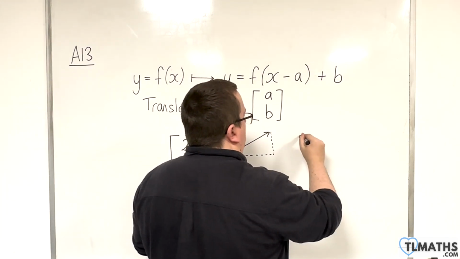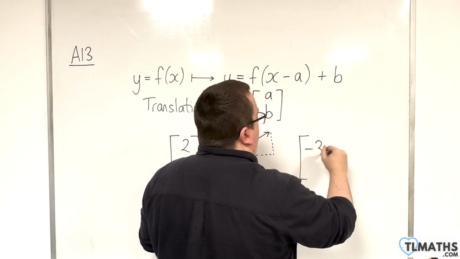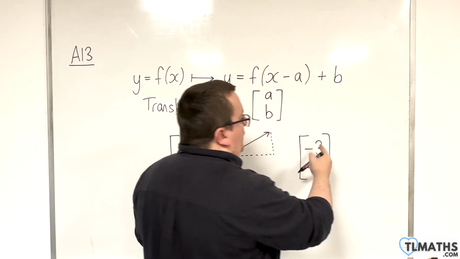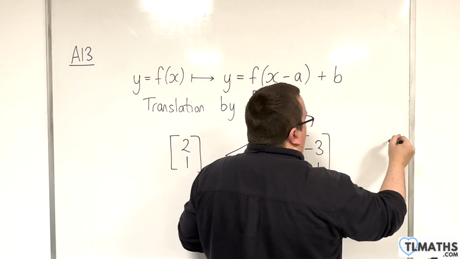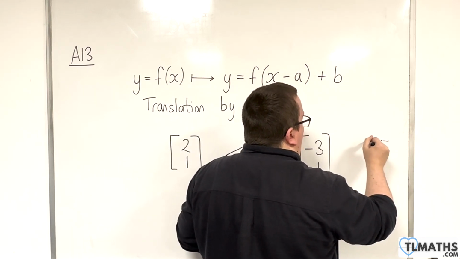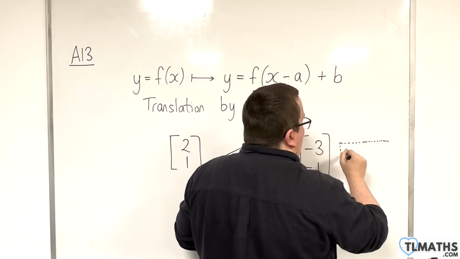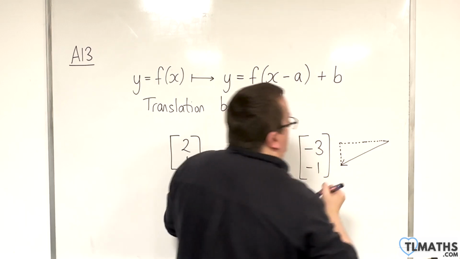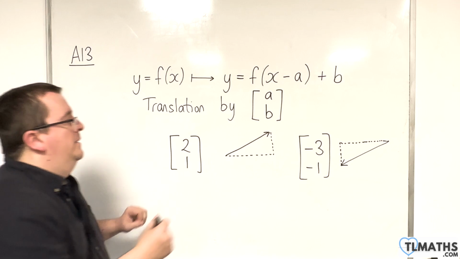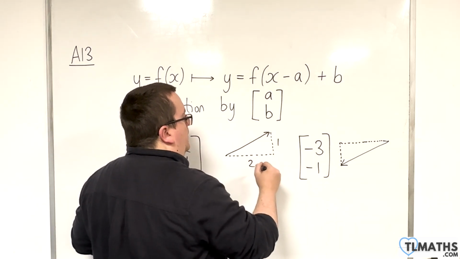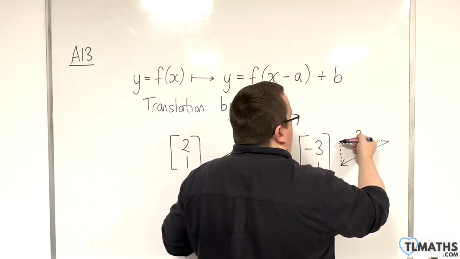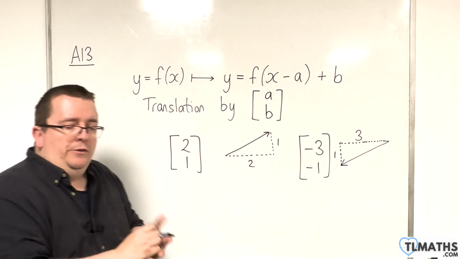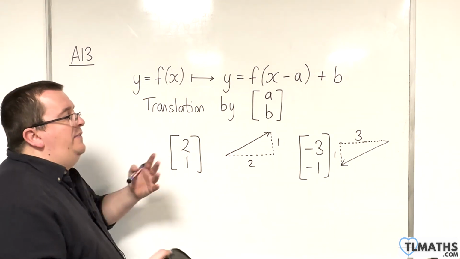Or we could have maybe (-3, -1). And because it's -3, we are going to be starting from here and going backwards 3 units and then down 1 unit. And so the direction of travel would be in that direction. So this was 2 along, 1 up. This is 3 back, 1 down. Okay? So this is what we mean by this vector.